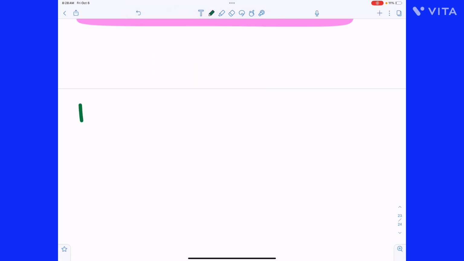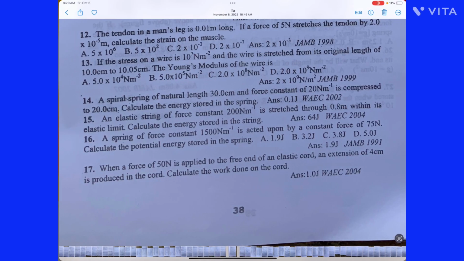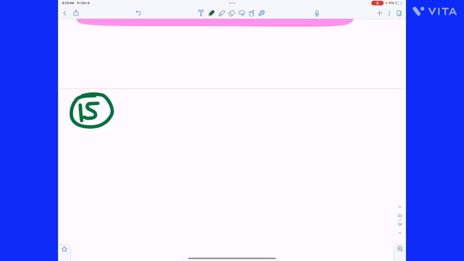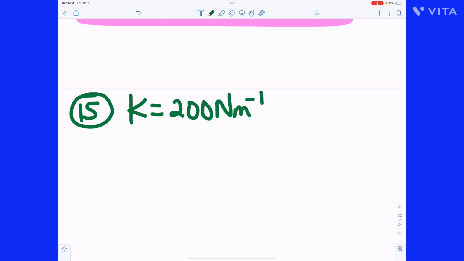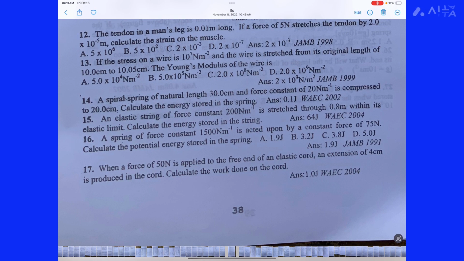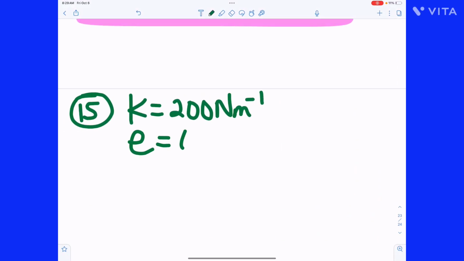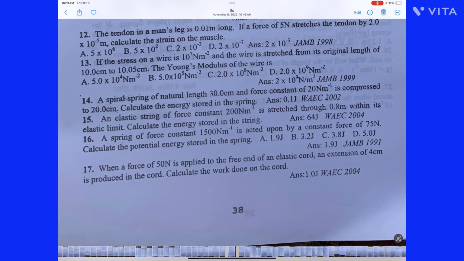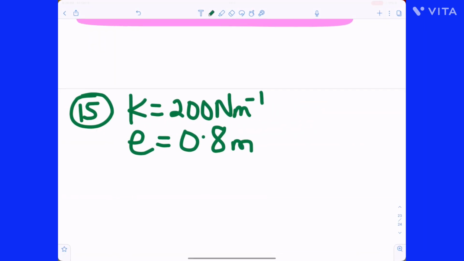Let's go to question 15. We are moving forward. Question 15 says, an elastic spring of force constant K, which is 200 newtons per meter, is stretched through 0.8 meters within its elastic limit. So extension produced is 0.8 meters. Calculate the energy stored in the spring. This is just like the previous question.